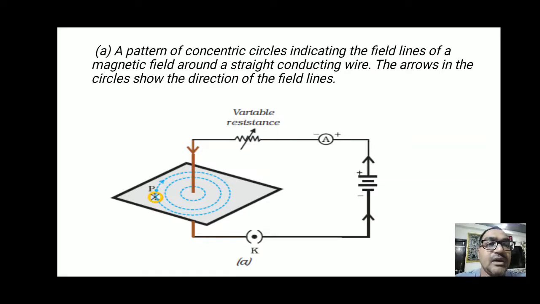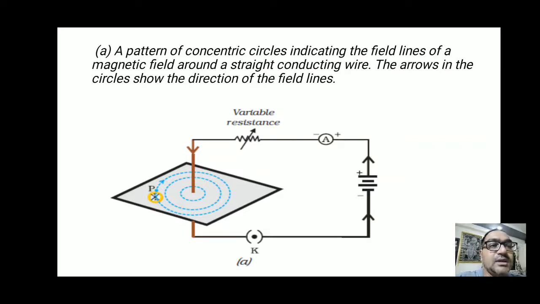So here we have to apply the right hand thumb rule. Here the thumb will represent the direction of the current. Current is coming in the downward direction and the magnetic field lines are moving in a clockwise direction. So here the arrow is in the clockwise direction. This way we can keep the arrow, which represents the direction of the magnetic field lines.